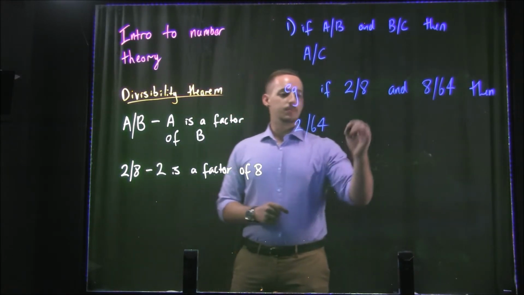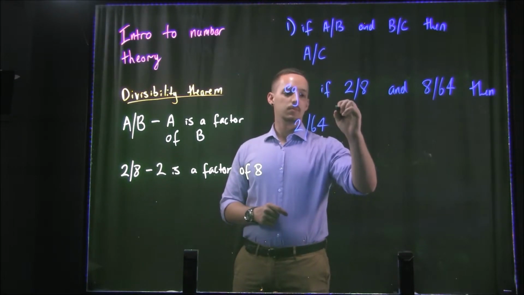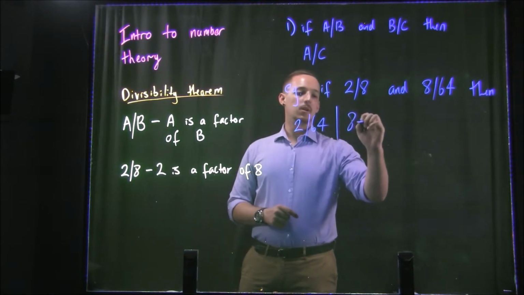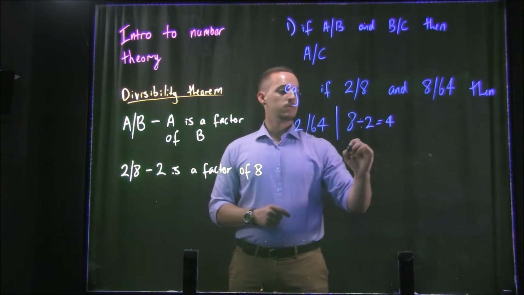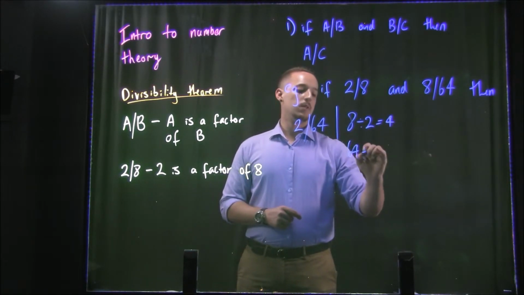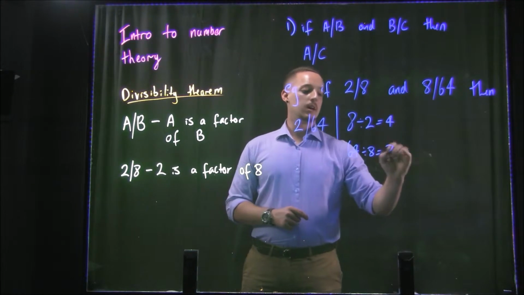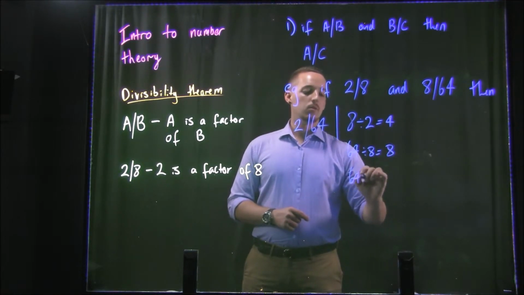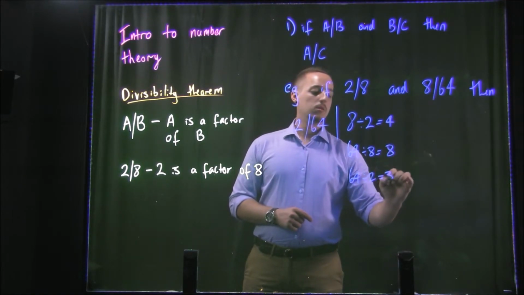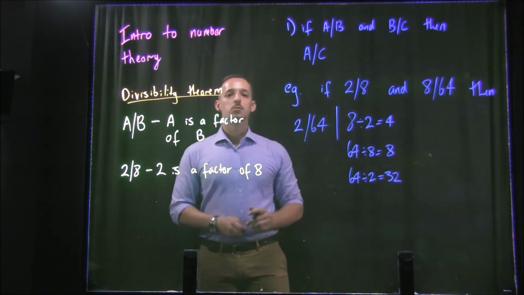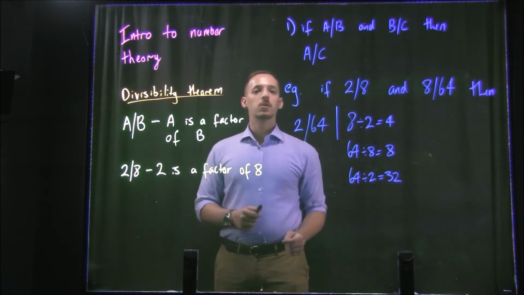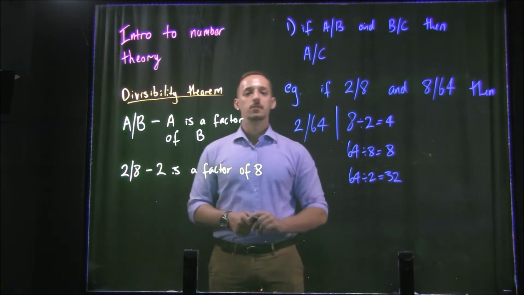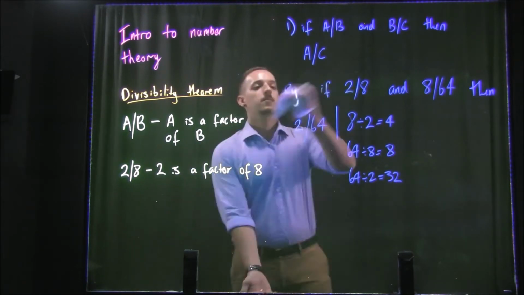So it looks like this. 8 divided by 2 equals 4. 64 divided by 8 equals 8. 64 divided by 2 equals 32. There's evidence that our rule is correct. 2 is a factor of 8. 8 is a factor of 64. Therefore, 2 is a factor of 64. Beautiful.